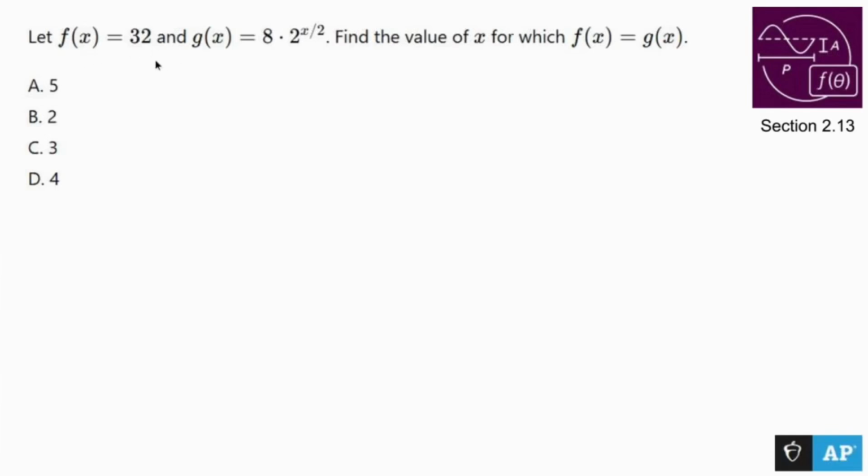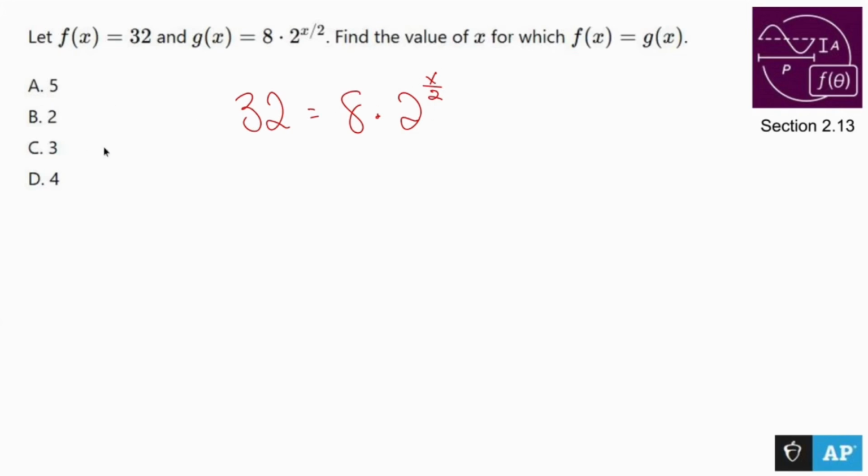Let f of x equal 32 and g of x equal 8 times 2 to the x over 2 power. Find the value of x for which these two are equal to each other. All right, so let's just set them equal to each other: 32 equals 8 times 2 to the x over 2 power.